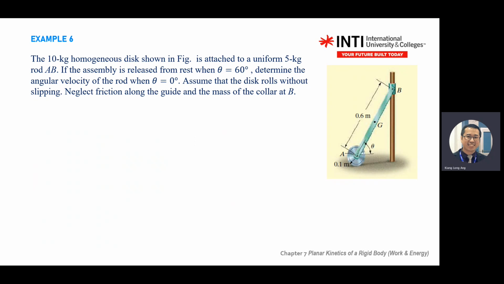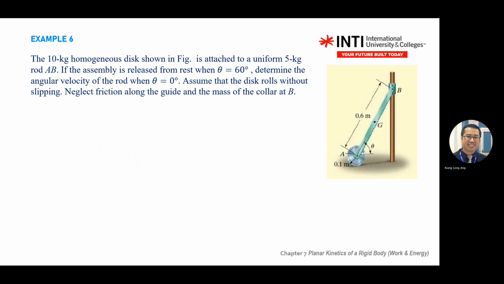Now, the next example, I think is the last one. Now this one, homogeneous means it is balanced, so the mass is 0, attached to a uniform 5 kilogram rod. So rod AB, again a rod. Sometimes the question does not give you the position of the center of mass, G. When you solve a rigid body, remember to find the G first. I'll put in the diagram, where is your G? Usually the center of the object.